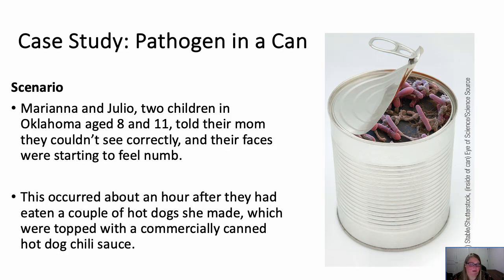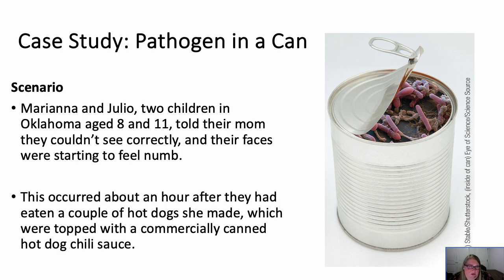So let's start with a case study. Chapter 3's case study is called Pathogen in a Can. This case study takes place in the good old state of Oklahoma. So we're going to follow Mariana and Julio, who are two kids aged 8 and 11 respectively. Now, this story takes place in the middle of the afternoon.